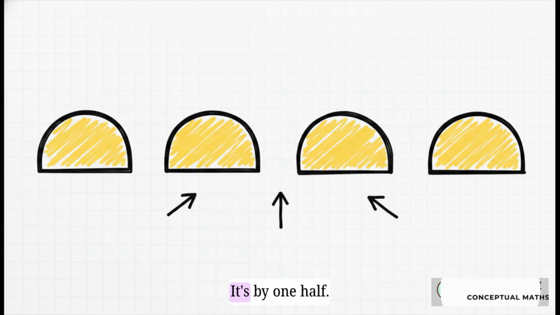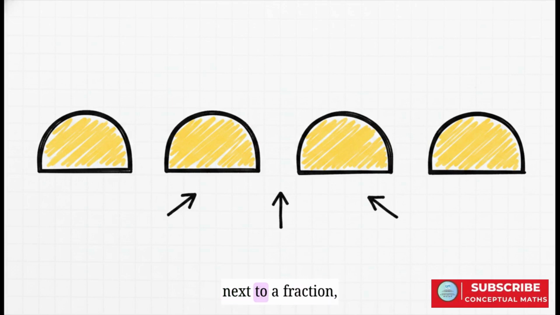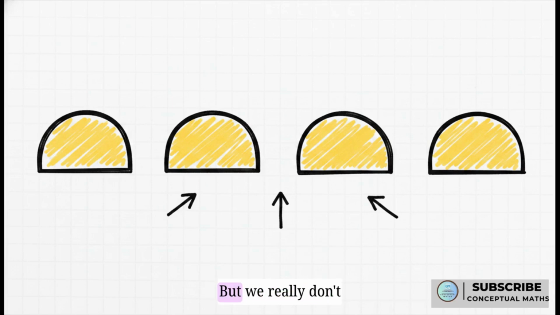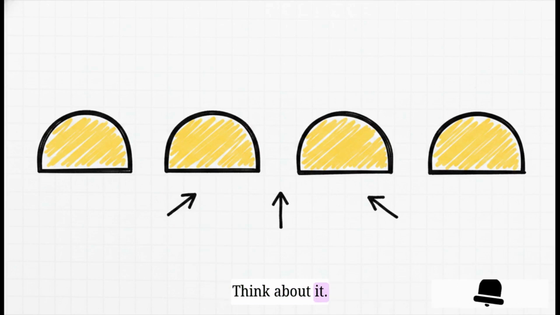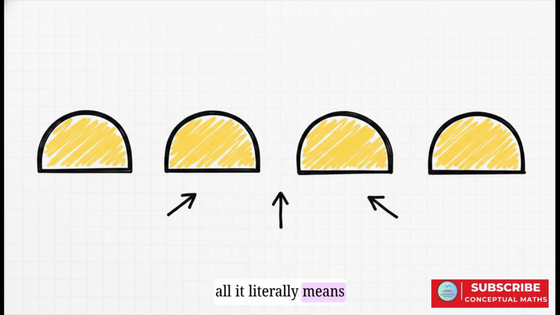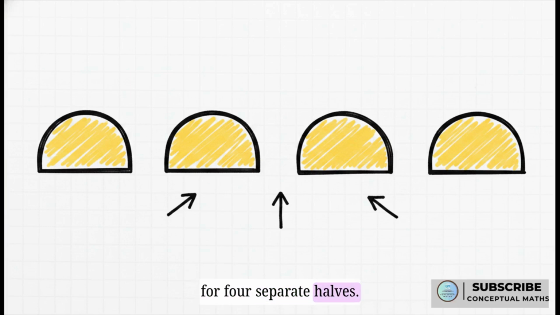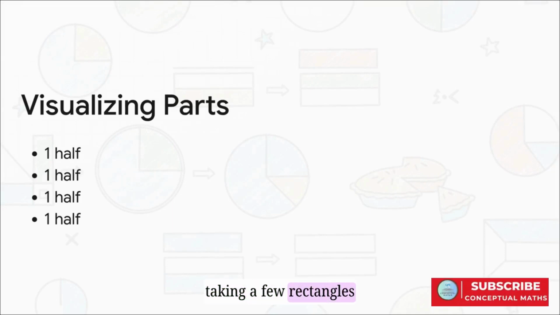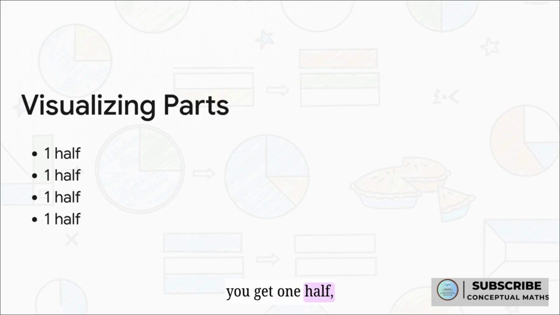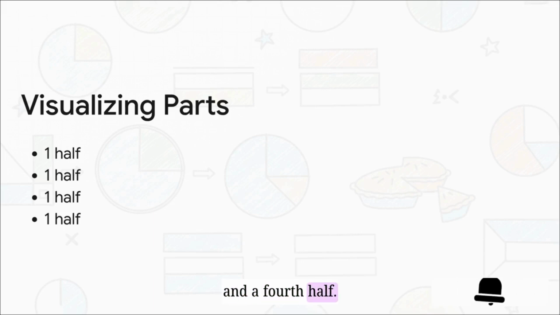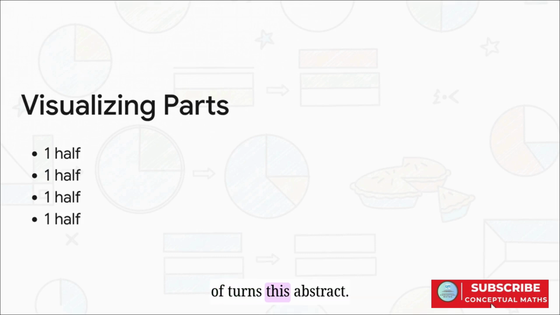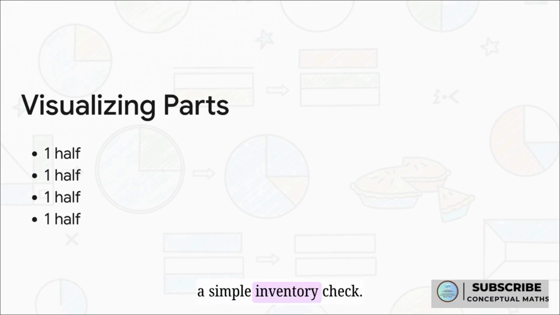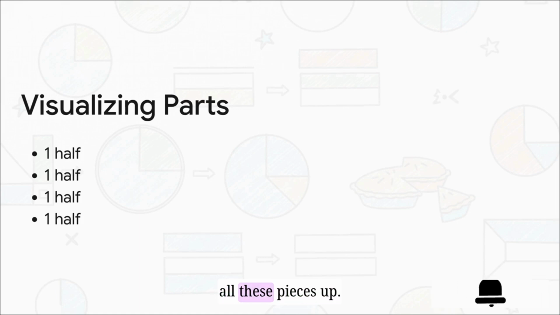We have 4 multiplied by 1/2. Now, I know when a lot of us see a multiplication sign sitting right next to a fraction, panic sets in. But we really don't need to panic. Think about it. If you just read it out loud, all it literally means is we're asking for 4 separate halves. You know, it really helps to picture this in your head. Imagine taking a few rectangles and just slicing them perfectly down the middle. What do you get? Well, you get 1/2, a second half, a third half, and a fourth half. When you see it laid out like this, it kind of turns this abstract math problem into a simple inventory check. We just need to gather all these pieces up.